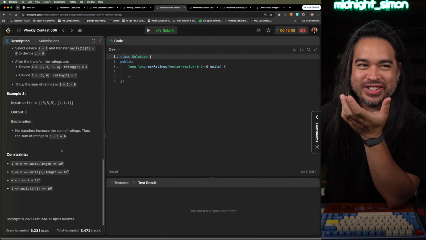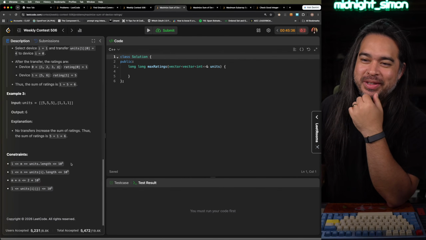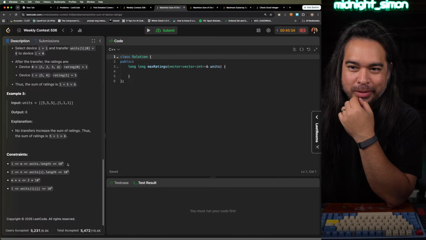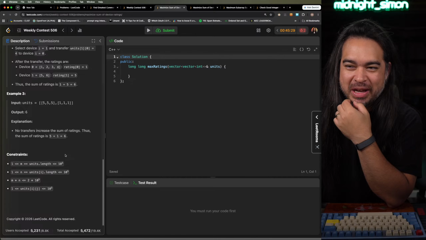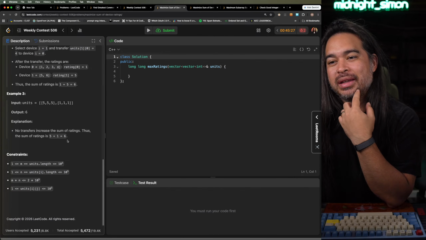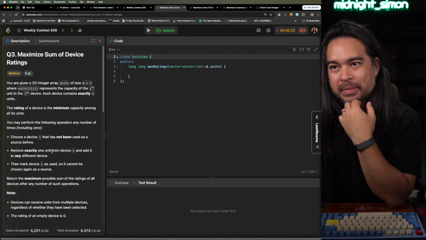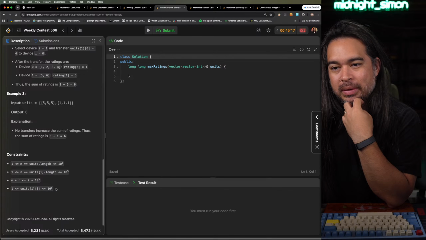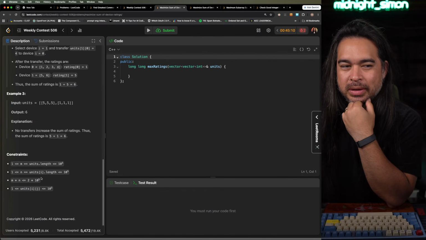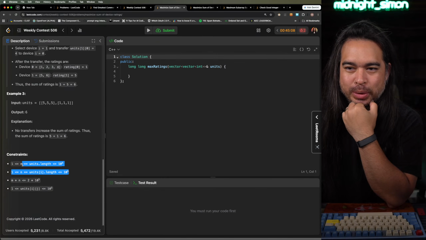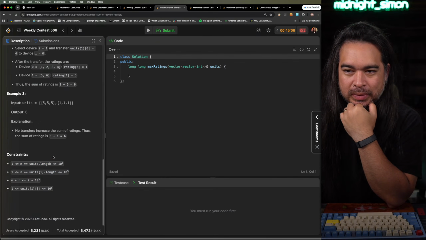I'm looking at the constraints before I make up any crazy algorithm. 10 to the 5th units, 10 to the 5th by 10 to the 5th. That's crazy talk, man. Oh, m by n is only 200k though. I see. I was about to say, they're tripping.